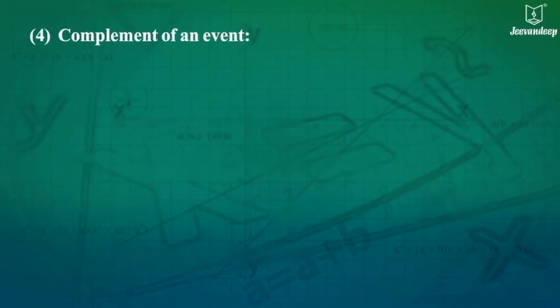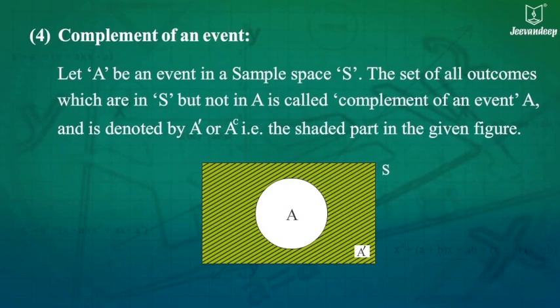Complement of an event. Let A be an event in a sample space S. The set of all outcomes which are in S but not in A is called the complement of an event A and is denoted by A dash or A^c, that is, represented by the shaded part in the figure.